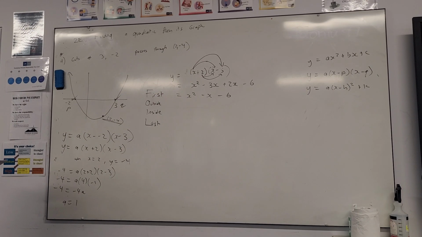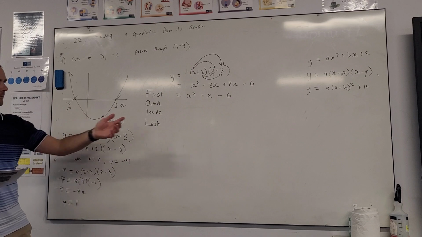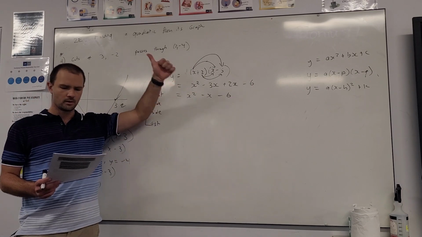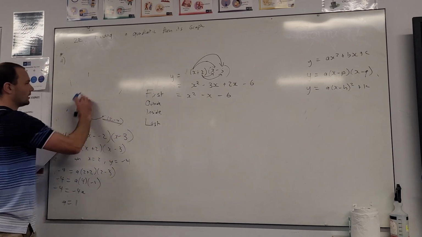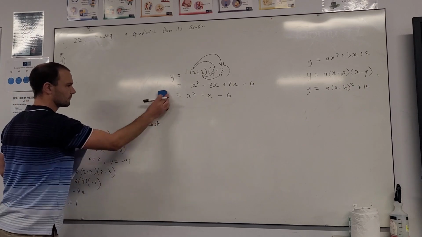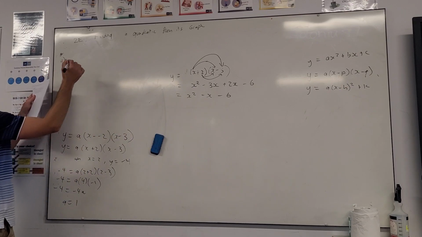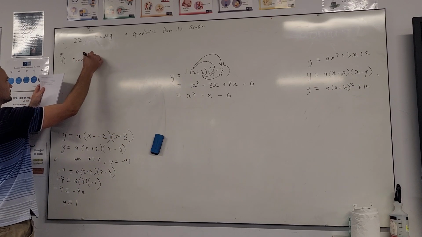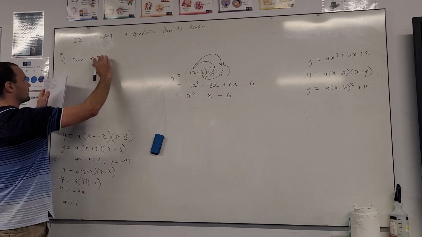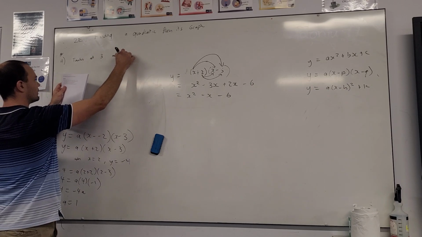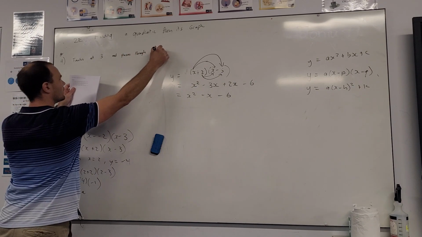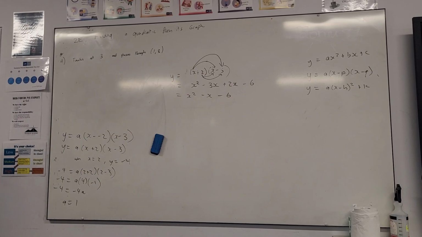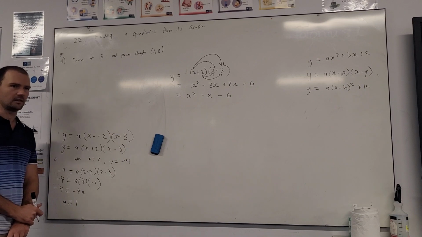All right, so that's part A. We were just asked to find the equation of the quadratic in general form. Done. Let's have a look at part B. I won't go over the whole thing, I'll leave a bit of that if you need it. So we've got touches at 3. Passes through 1, 8. Touches the x-axis at 3.